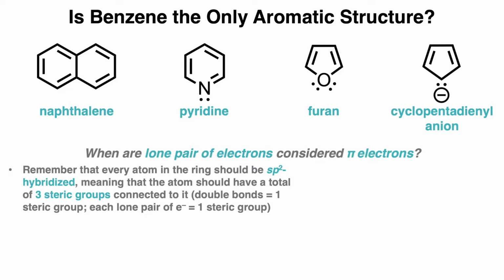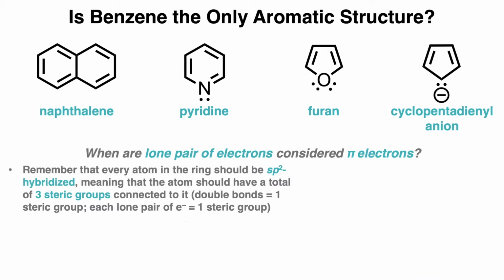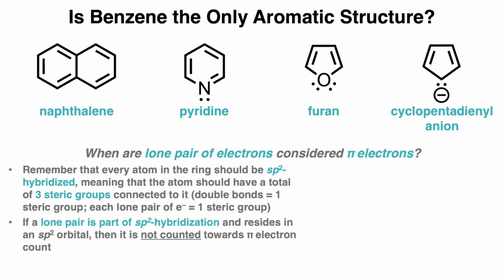group. Every carbon atom in benzene is sp2 hybridized because each carbon is connected to one hydrogen atom, one carbon single bond, and one carbon double bond, totaling to 3 steric groups. If a lone pair is part of sp2 hybridization and resides in an sp2 orbital, then it is not counted towards pi electron count. In the example on the right, let's first determine the hybridization of the nitrogen atom to determine if the lone pair on N should or should not be counted as pi electrons.